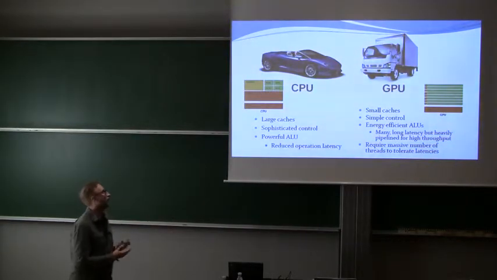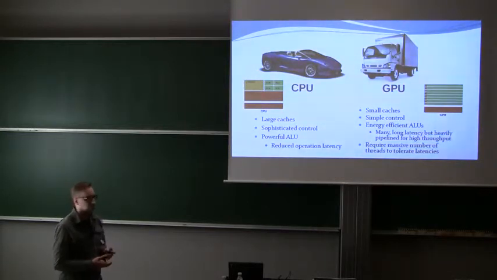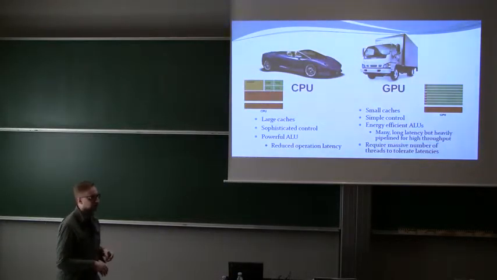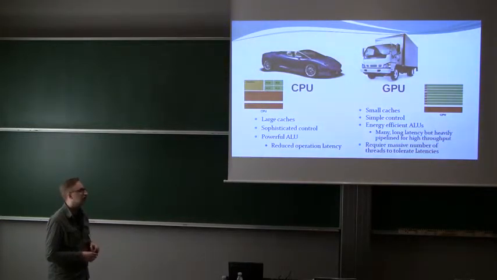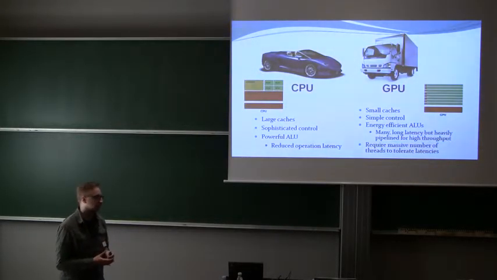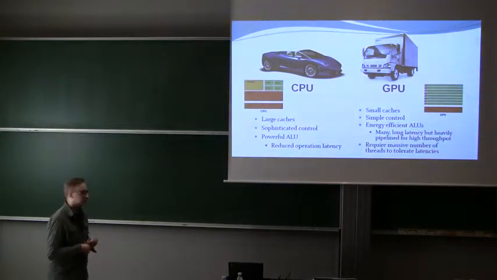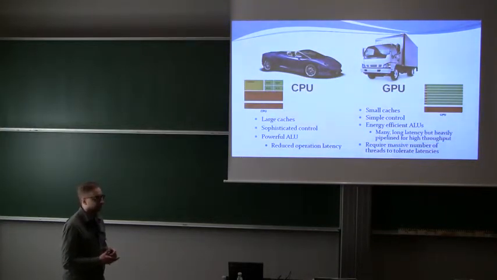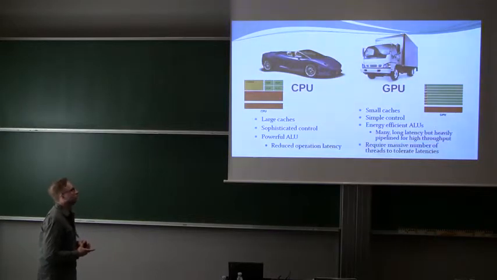So first, some background on CPUs and GPUs, and why you would want to use GPUs for scientific calculation. You could compare a CPU to a sports car and a GPU to a truck. If you need to transport one package from one place to another, a sports car is probably faster. But if you have thousands of packages to transfer at once, the truck is probably the faster method. That's the fundamental difference between a CPU and a GPU.